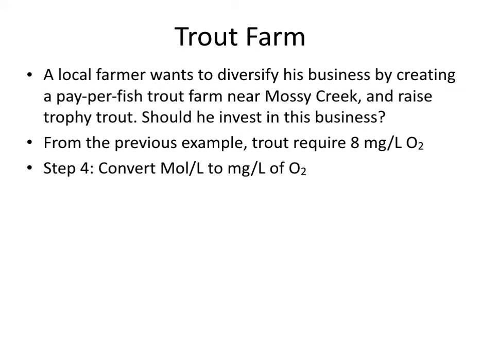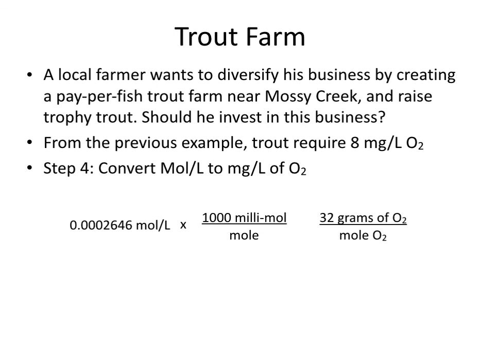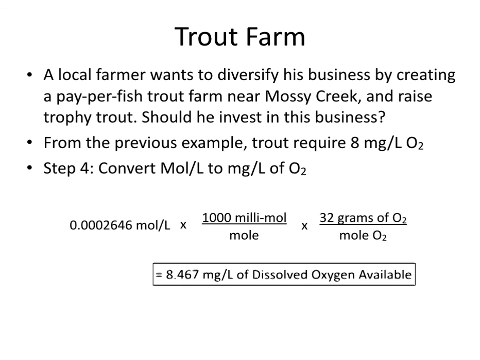It should be obvious by this time we're going to do a unit conversion from moles per liter to milligrams per liter. So we take the value of the dissolved oxygen in moles per liter, 0.0002646 moles per liter of dissolved oxygen. We multiply by 1,000 millimoles per mole and 32 grams of oxygen per mole, or 32 milligrams of oxygen per millimole, which will give us a value of 8.467 milligrams per liter of dissolved oxygen that are available.